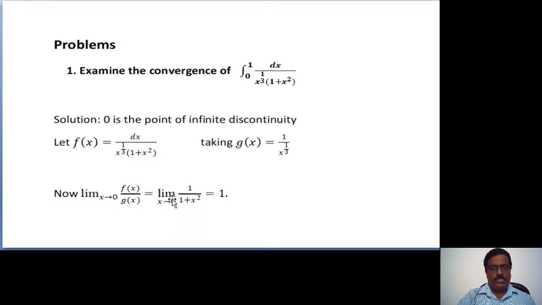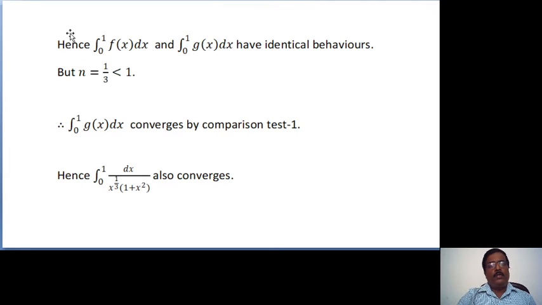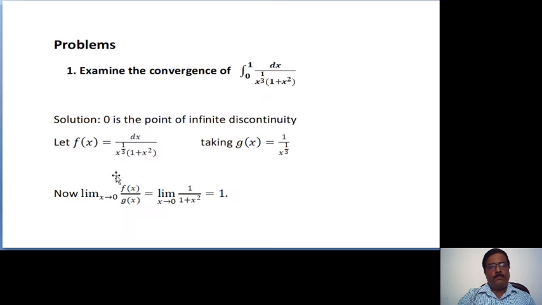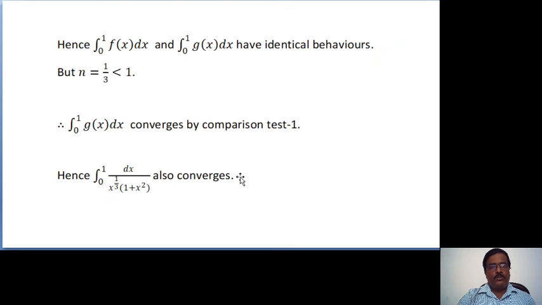because by this condition, the limit as x tends to 0 of f of x by g of x is equal to what? The limit as x tends to 0 of 1 divided by 1 plus x square, which is equal to 1. If this condition is satisfied, then both the integrals have identical behavior. Identical behavior means if one converges, then the other is also convergent; if one is divergent, then the other is also divergent. So the two integrals behave alike.